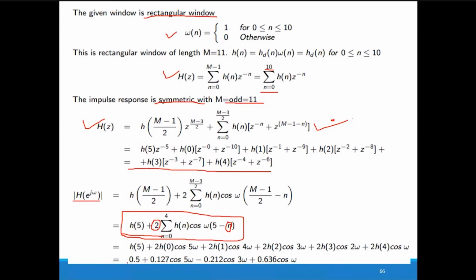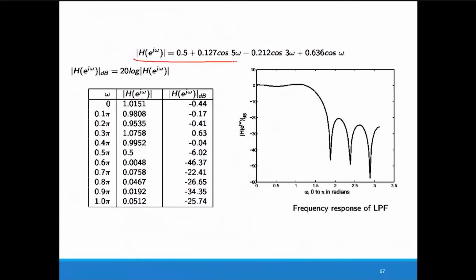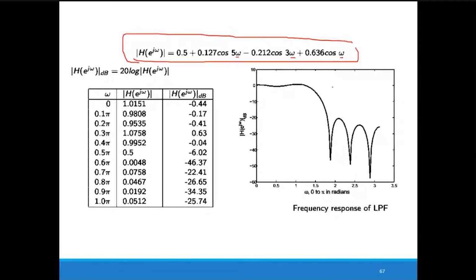So here our function will be 0.5 plus 0.127 cos 5 omega minus 0.212 cos 3 omega plus 0.636 cos omega. When you apply this, this is the function you are getting. Here you have to replace this value of omega for the plotting of the magnitude response. As we know, the omega values are from 0 to pi. So we divide that into intervals of 0.1 pi: 0, 0.1 pi, 0.2 pi up to pi.